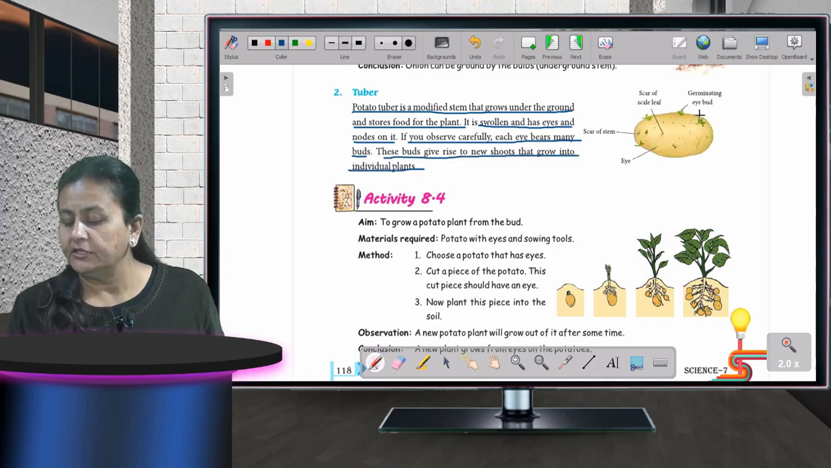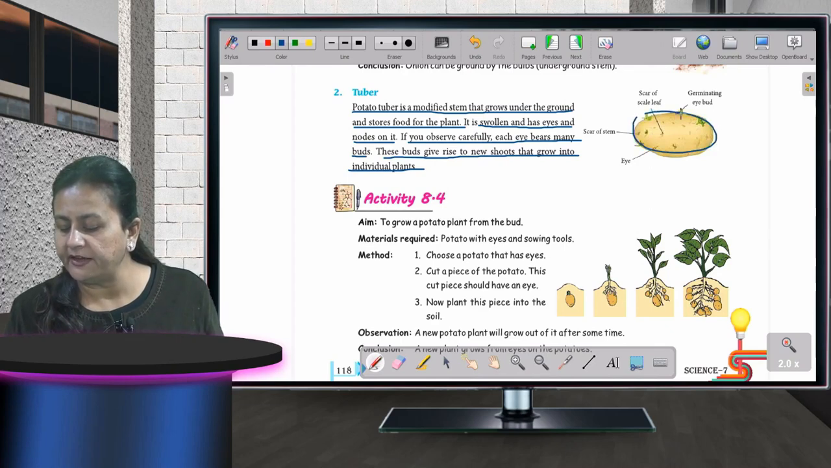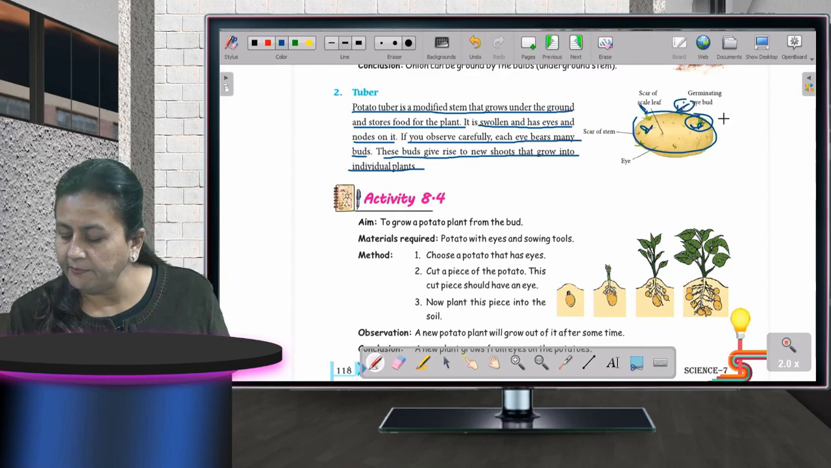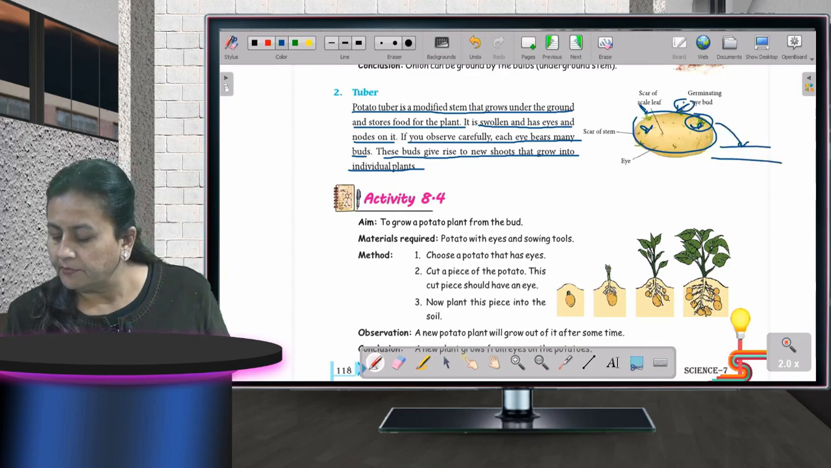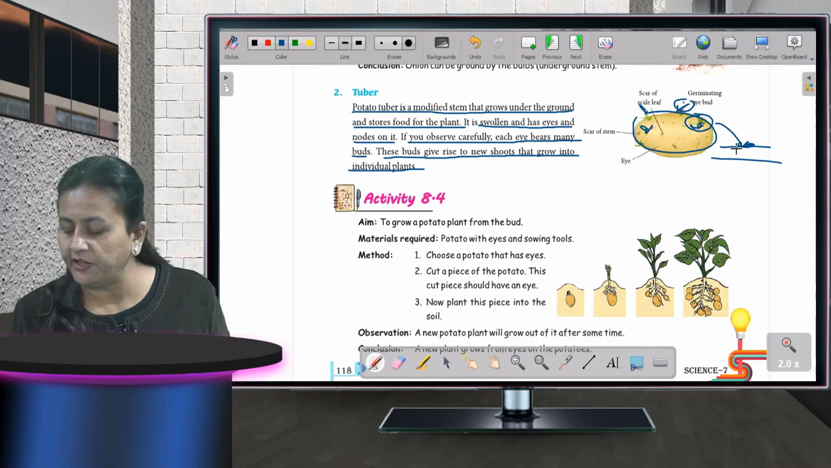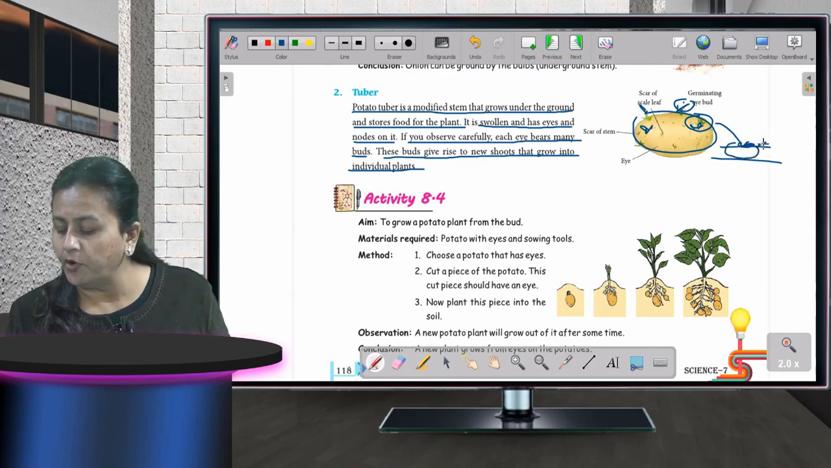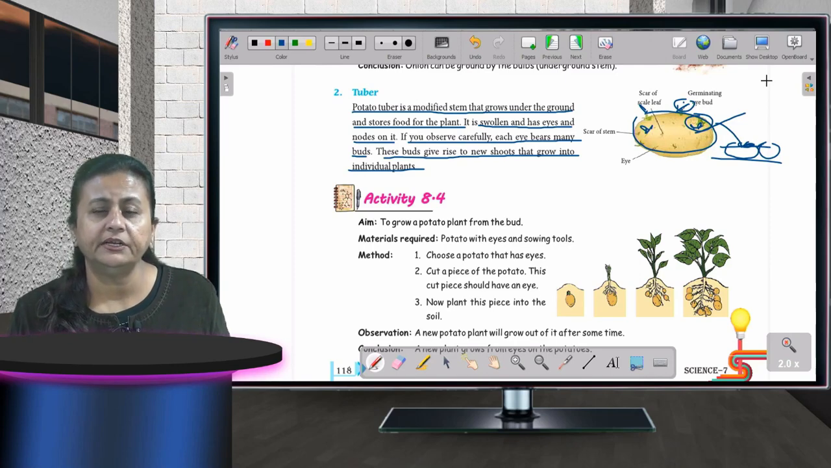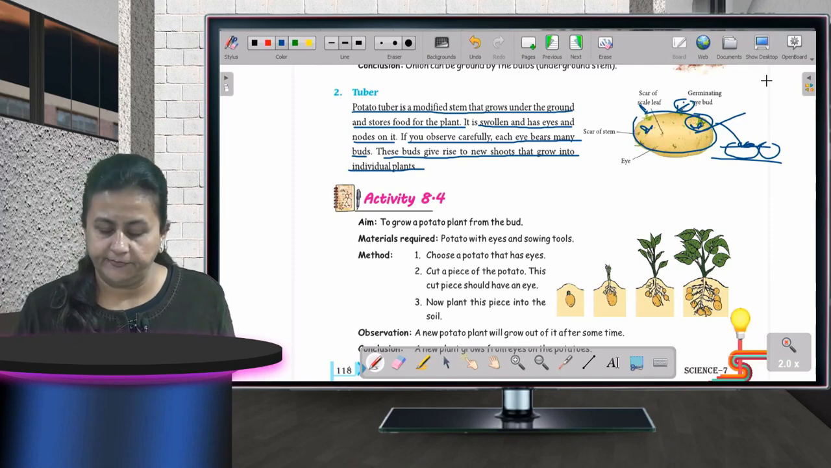See children, this is a potato. You can see on your screens, it has got small eyes on it. Now what happens? You can cut this eye and plant it in the soil. After a few days, you will notice more potatoes coming out. And this potato is the modified stem again. It is swollen, and it stores all the food of the plant. Fine children.